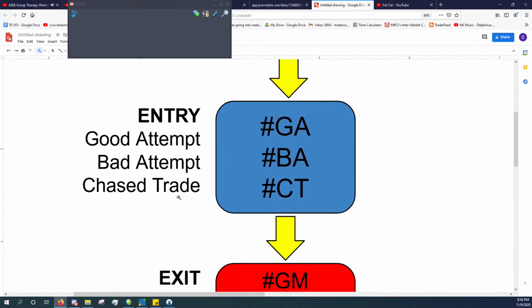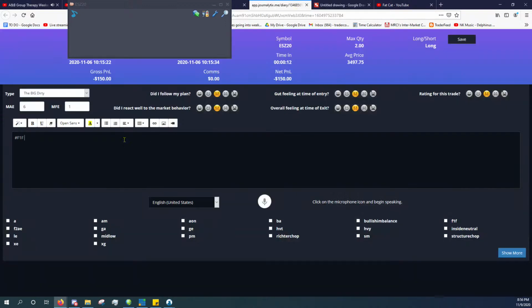So what was the entry on this? I honestly think it was a good attempt because I attempted to hit it in a really decent spot. It rejected a volume point of control on the composite on that small distribution curve. I think it was a good attempt. Okay, so I'll put hashtag GA for good attempt.